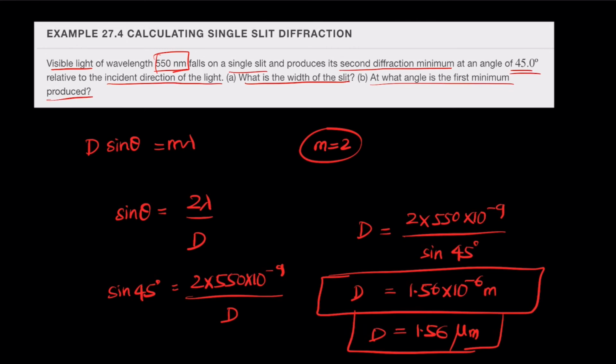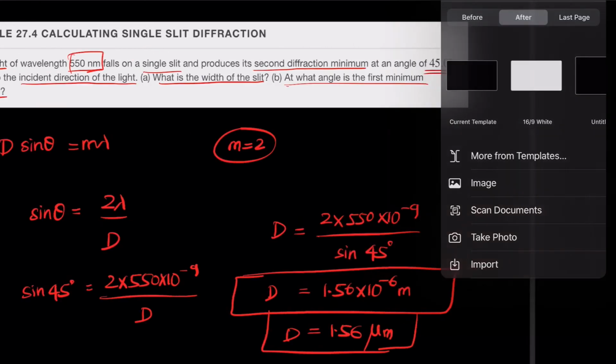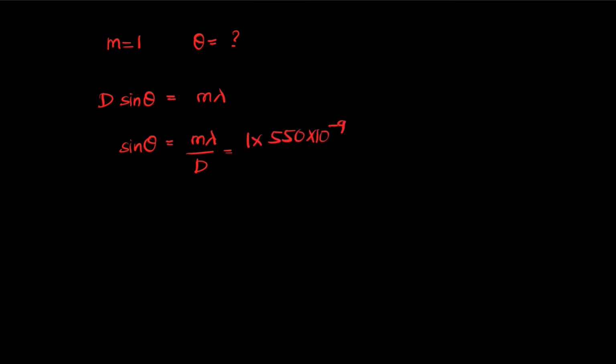Next, the second question is, at what angle is the first minima produced? So they are asking you, if m equals 1, what is the value of theta? We know the formula again, d sine theta equals m lambda. So sine theta becomes m lambda by d. So 1 times lambda here is 550 times 10 power negative 9 meters, over d, which is 1.56 times 10 power negative 6 meter.